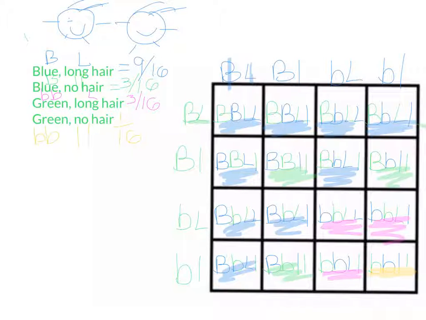Okay, so how do I tell if I'm right? Well, the first thing is add up your top numbers. So 9 plus 3 plus 3 plus 1 equals 16, and it should equal 16. So I know that's right.